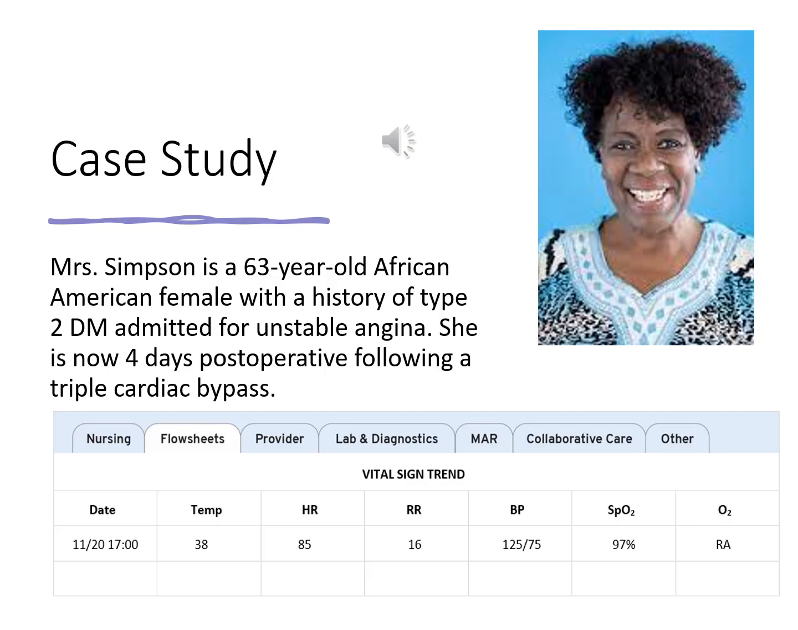Let's see our case study. We have Mrs. Simpson, 63-year-old African-American female with a history of type 2 diabetes, admitted for an unstable angina. She is now 4 days post-op following a triple cardiac bypass. So let's look at her vitals. Room air, 97, 02. Looks like BP is okay. Respiration's normal, heart rate's normal. Temperature, looks like it's a little elevated.